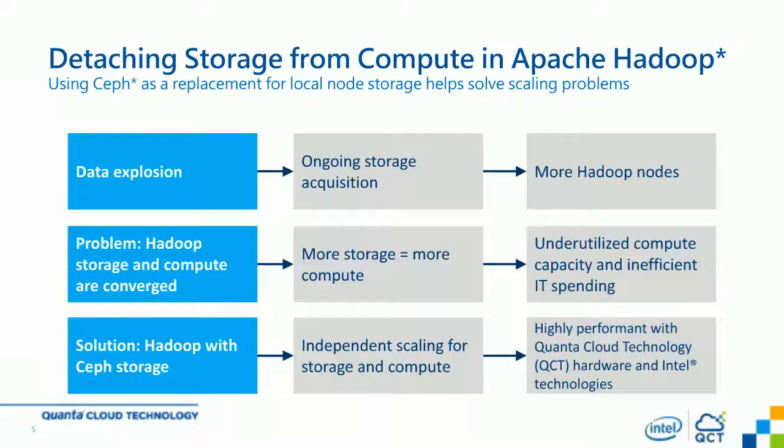Now, this problem is true if you use the native Hadoop storage, HDFS, which is based on locally attached disks. But what if you were to replace the native Hadoop storage with another storage solution like Ceph? Now, the solution we will discuss today uses Ceph as a backend store for HDFS and then optimizing performance by using performance-enhancing Intel technologies.